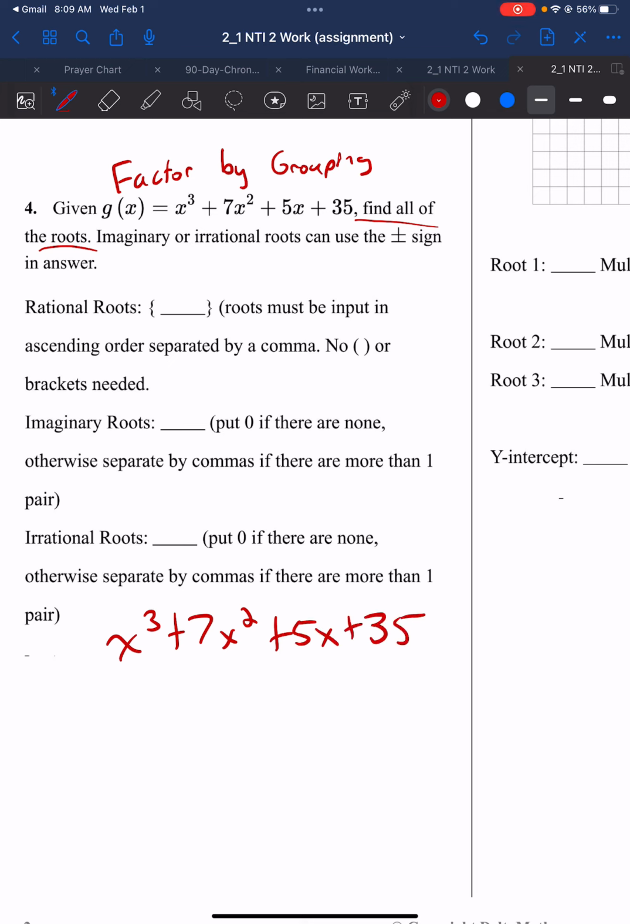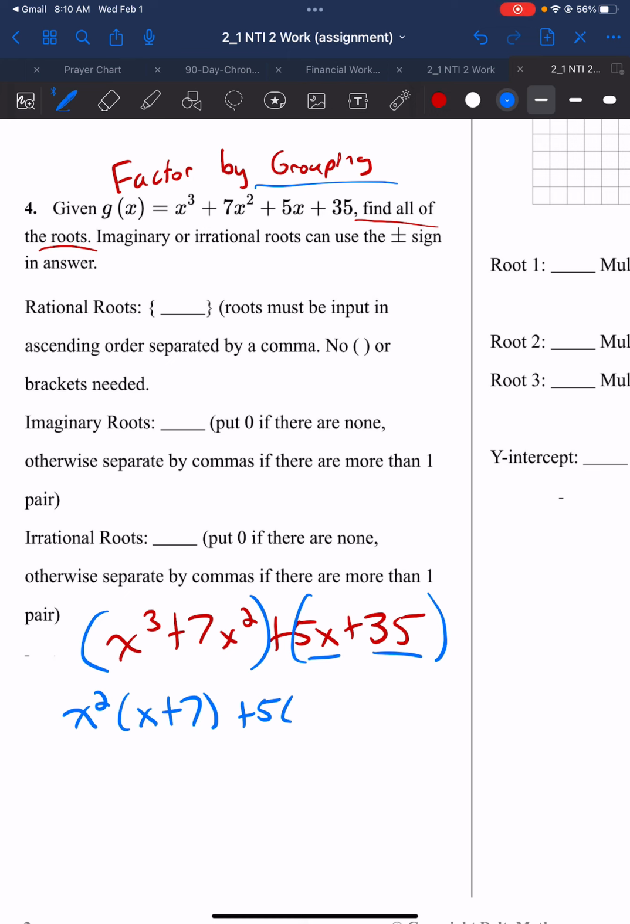So for the grouping part, what that means is, you're going to make the first two a group and the second two a group. Okay? Let's bring out what the first group has in common. Well, x cubed and x squared, they've got x squared in common, along with x plus 7. And then if I bring this out, I can factor out a 5 here, and both of these have a positive 5 in common. So if I factor that out, that's 5x. 35 divided by 5 is going to give me 7.